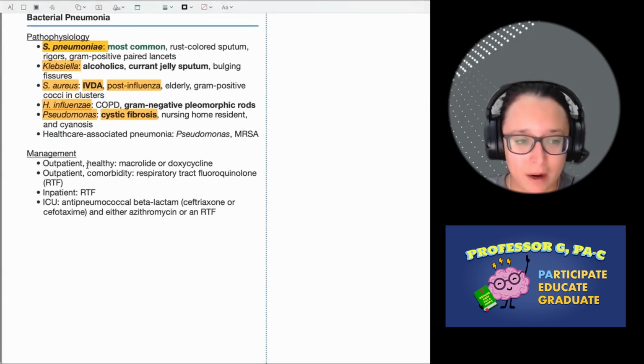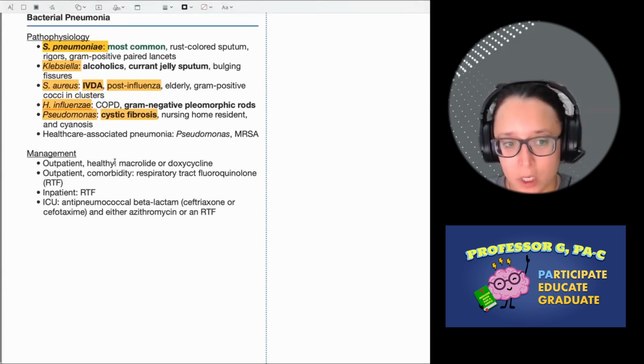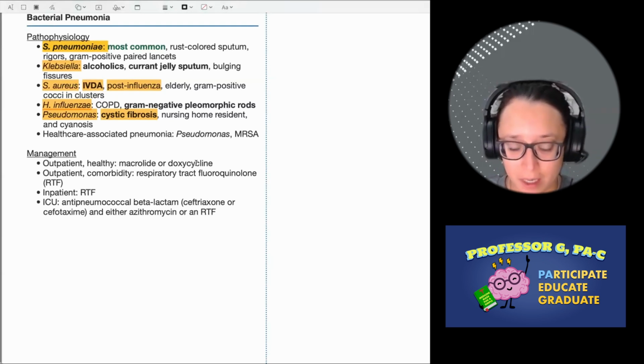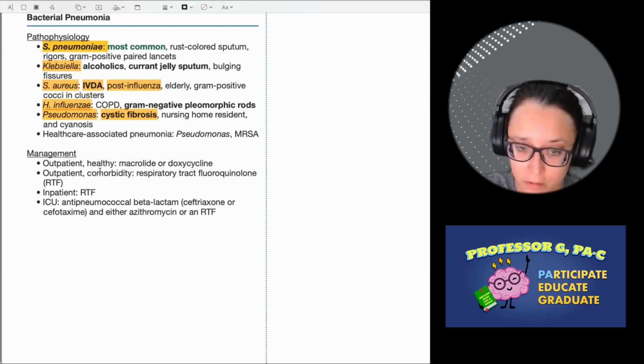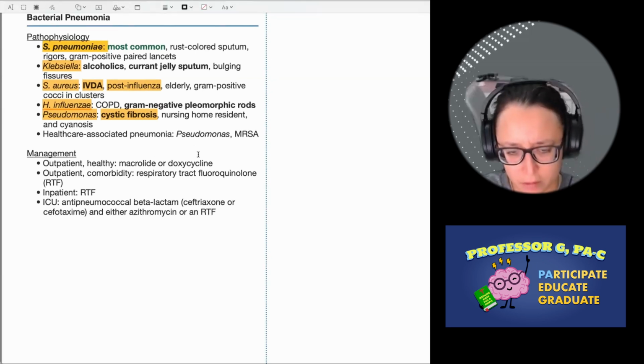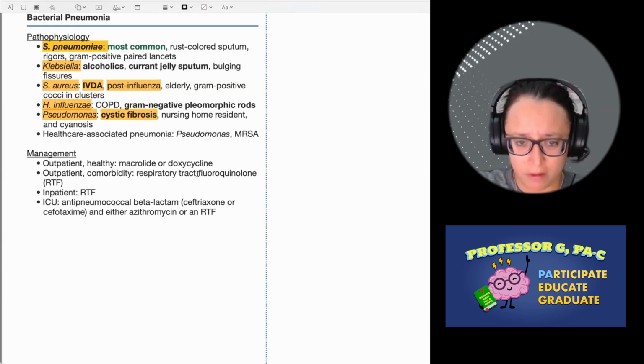Management. So if they are healthy and they have community-acquired pneumonia, then we can treat with a macrolide or doxycycline typically. There's a really nice slide in my presentation that talks about the treatment. If they're outpatient and they have a comorbidity, like diabetes or other things, or if they've been on antibiotics recently, we want to do a respiratory tract fluoroquinolone. So pretty much anything but Cipro. Usually Levaquin is the one that they recommend.